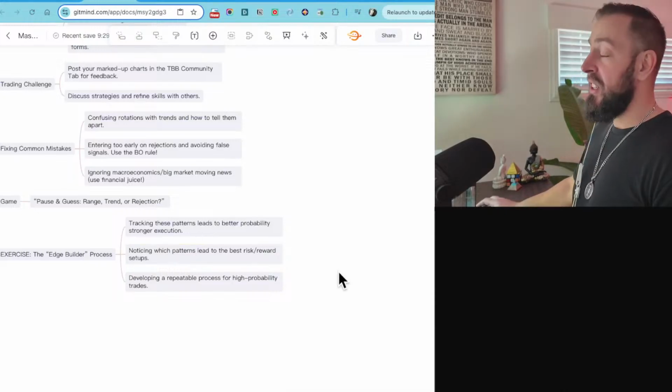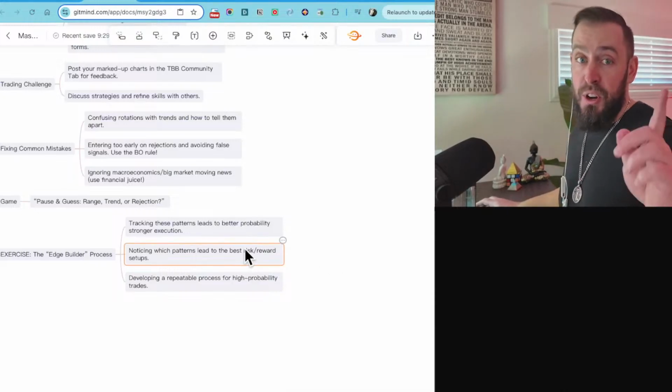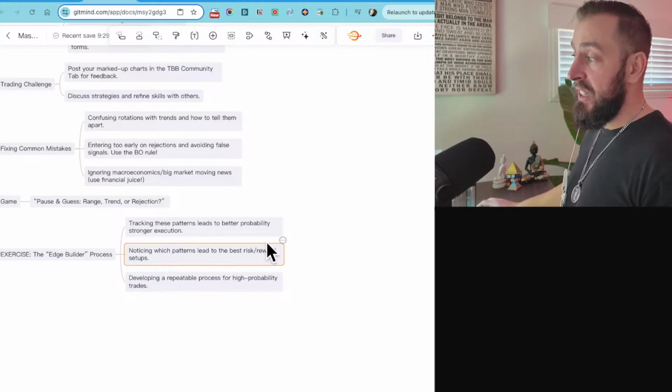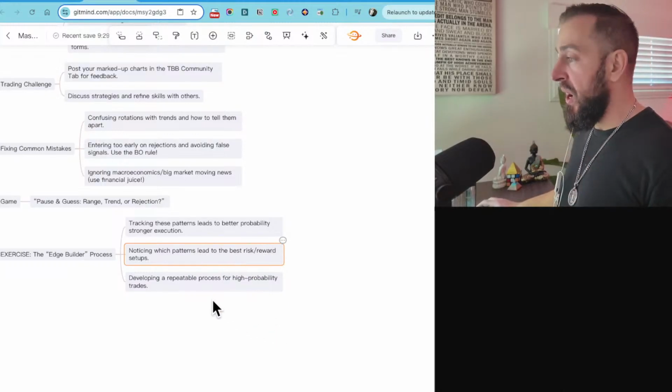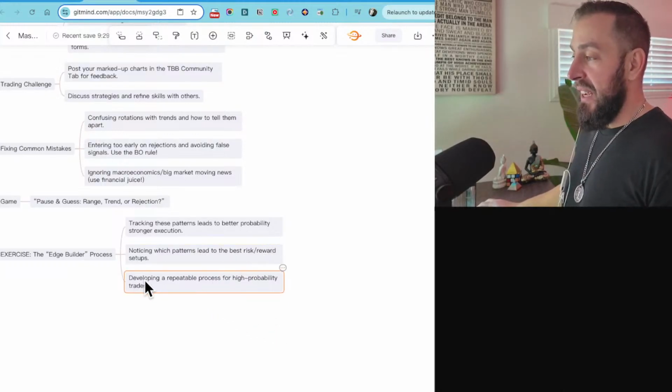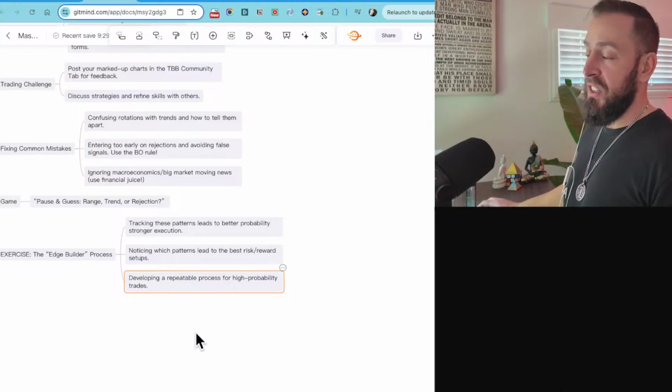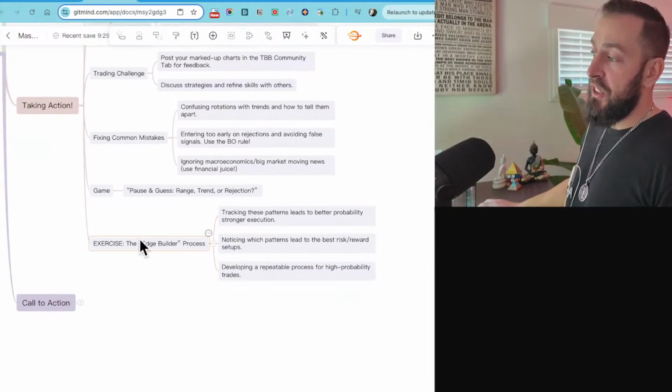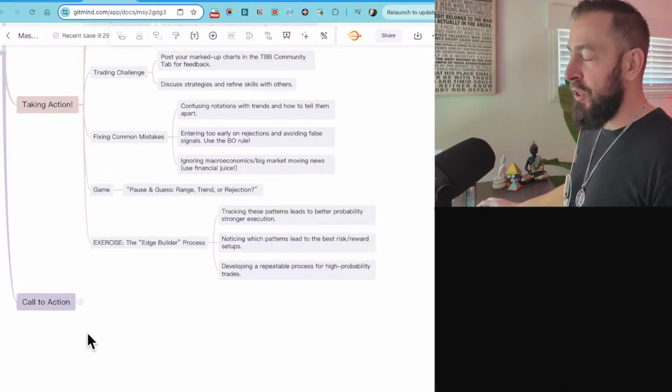So rejections are a really good entry, and you're going to do your own research and notice which patterns lead to the best risk reward for you, okay? Next thing is you're going to develop a repeatable process for high probability trades. So there's your exercise. We call it the Edge Builder, and I want you to apply that.